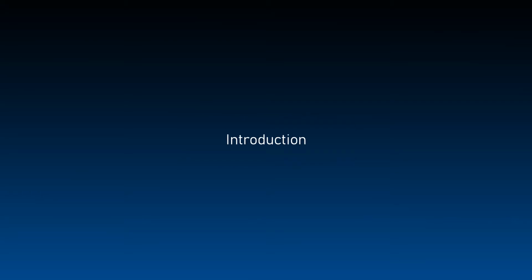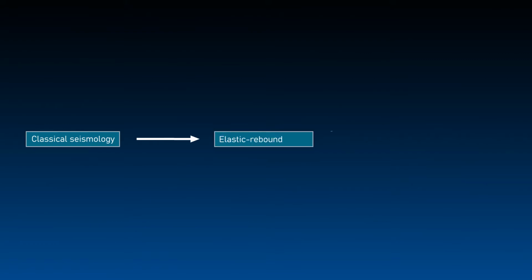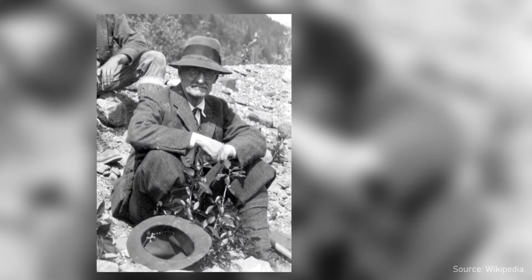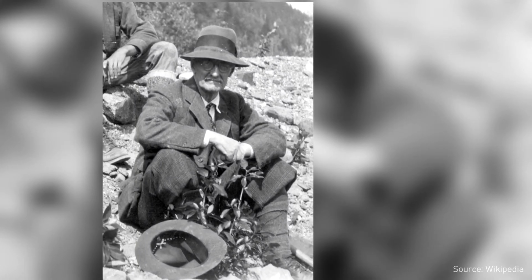Introduction. In classical seismology, the elastic rebound theory is an explanation of how energy is accumulated and then released from the rock during an earthquake. The model was formulated by Reid in 1910.